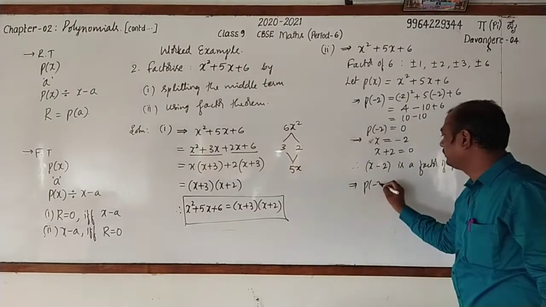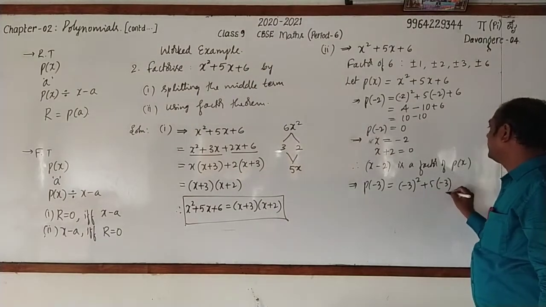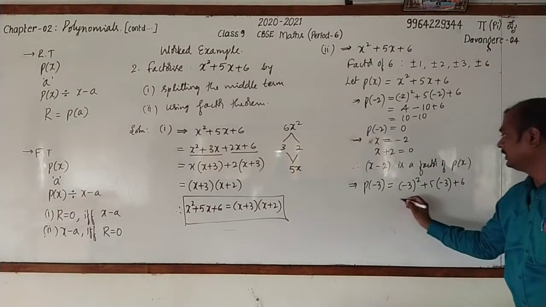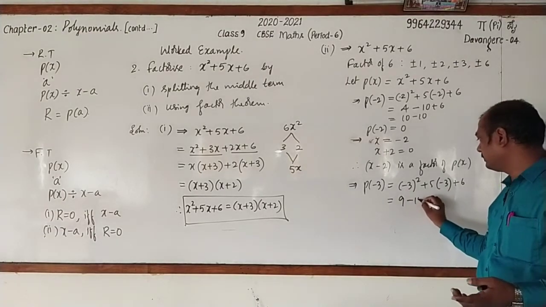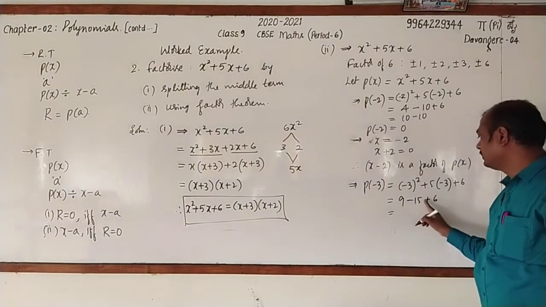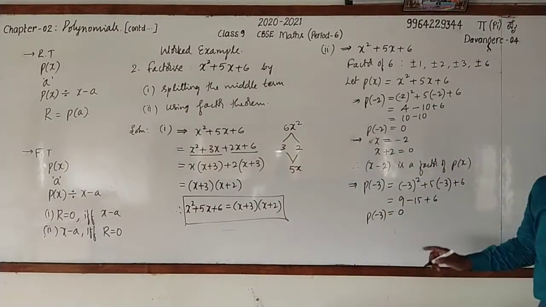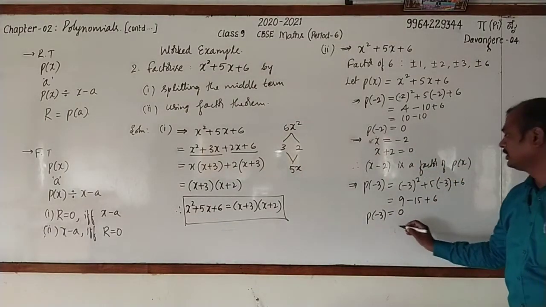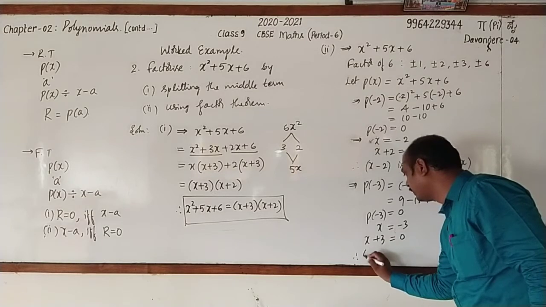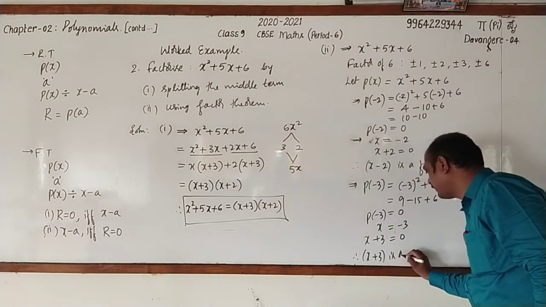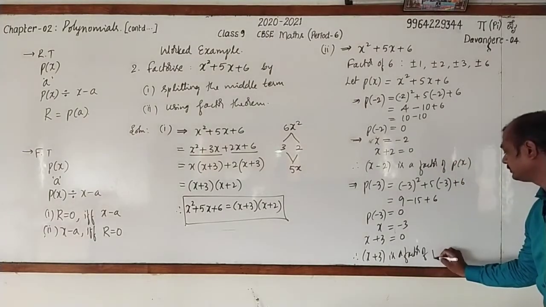Here I will write p of minus 3, it is equal to minus 3 whole square plus 5 into minus 3 plus 6. What is minus 3 whole square? 9. 5 into minus 3 is minus 15, plus 6. It is 15 minus 15, 0. What do you call minus 3? Minus 3 is called the 0 of the polynomial. So, x equal to minus 3, then x plus 3 equal to 0. Therefore, x plus 3 is a factor of what? It is p of x.